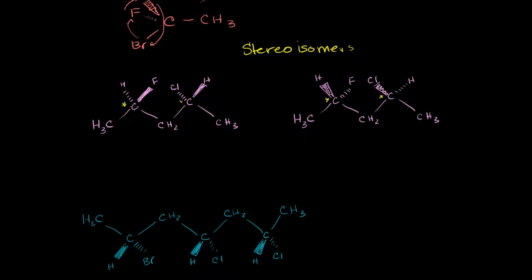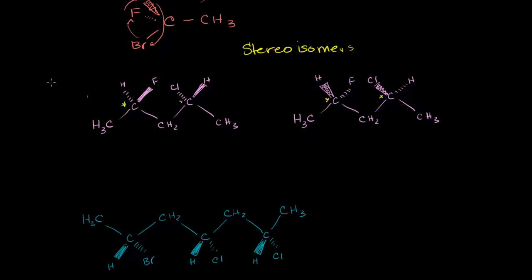For example, here on this carbon, it's connected to the same things as this carbon, but over here the fluorine's out front, and over here the fluorine's backwards. And the same thing for the chlorine. It's back here and it's front here. Now, let's see if they're related in a more nuanced way.